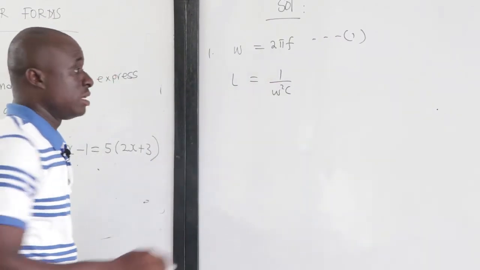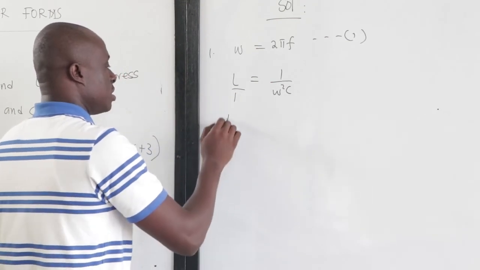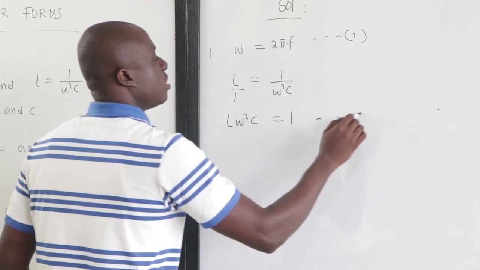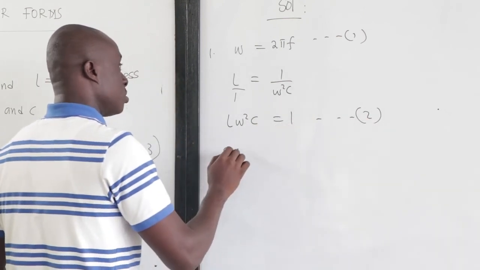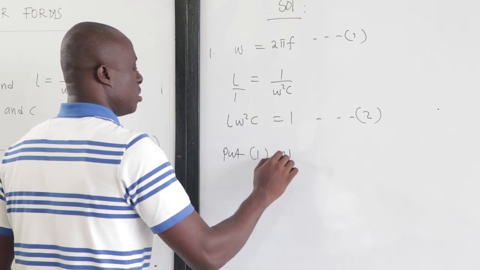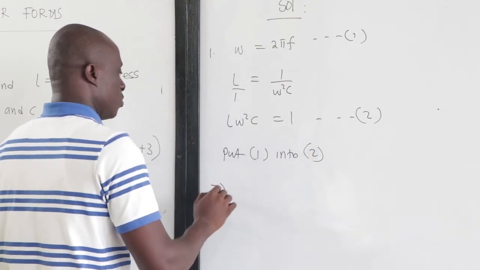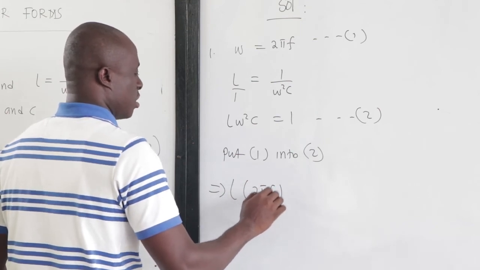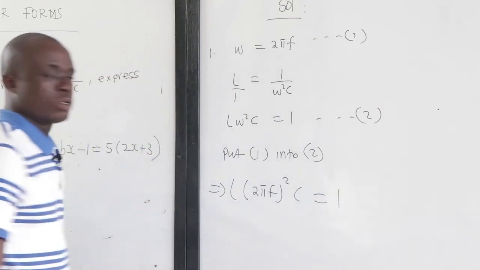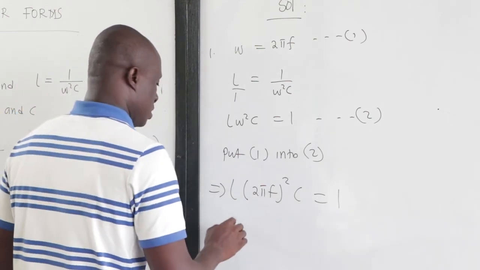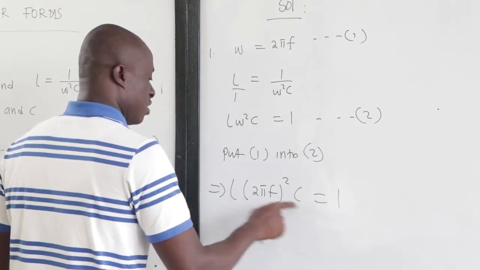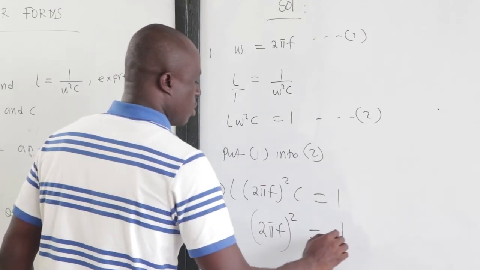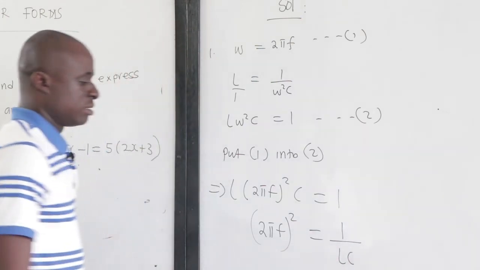Now let's make this one linear. Let's cross multiply this over 1. So you can say L w squared C equal to 1. Let's call this 2. So you can say that put 1 into 2. We have L, but then what is our w? (2 pi f) squared C equal to 1. Now let's divide through by LC. So you have (2 pi f) all squared equal to 1 all over LC.